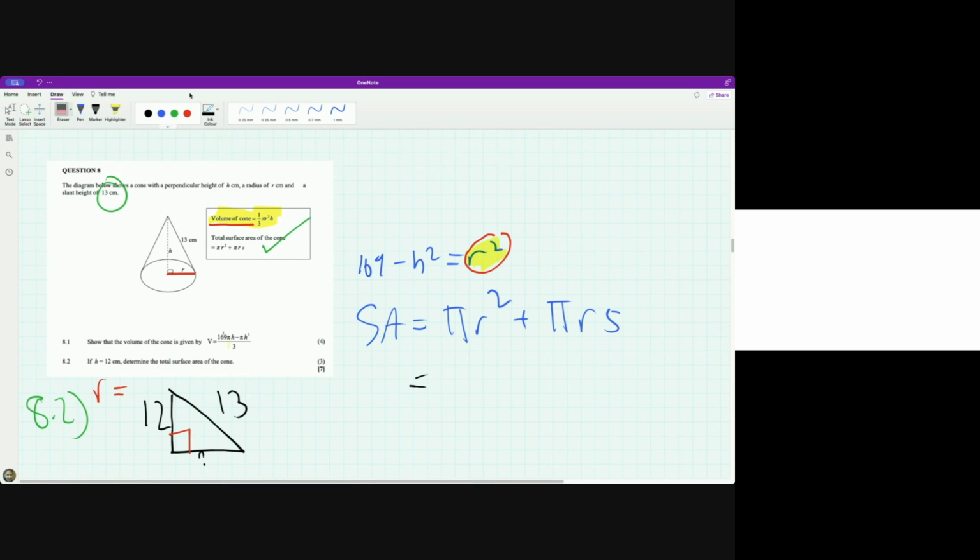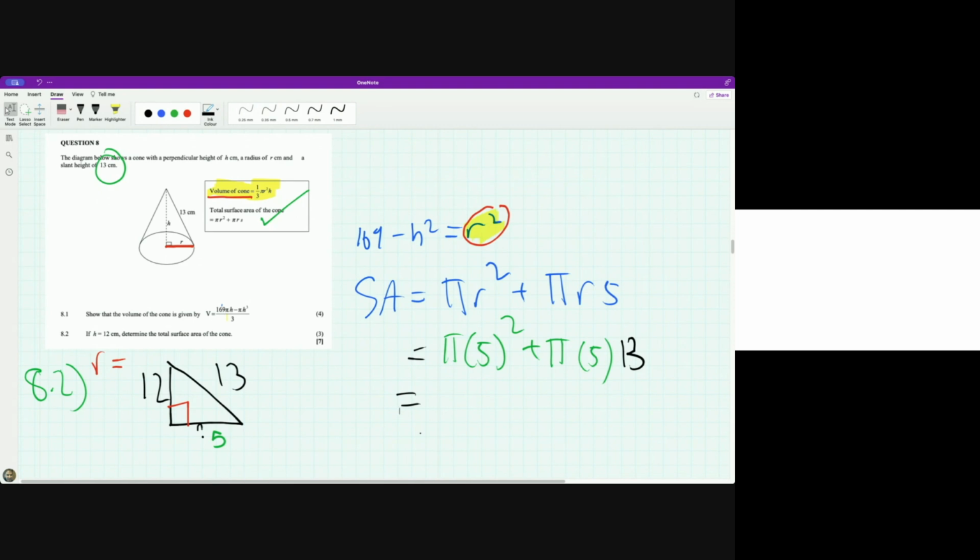So now, according to Pythagoras, r is 5, in which case we get pi r squared, pi times 5 squared, plus pi times 5 times s. What is s? S is 13. So what is my final surface area going to be for this cone? The biggest thing I'm noticing today with the exam questions is how they're interconnected. You have to understand how to connect the formulas together a little bit. Now, they won't all be this hard, I promise.